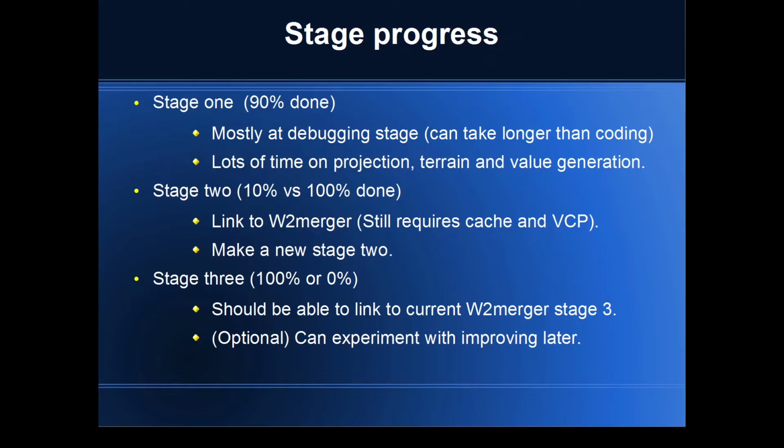If we manage to pass the .raw file successfully to W2merger, that technique might work. However, W2merger requires the cache and VCP information, so it might be better to create a simplified stage 2 for this step. In theory, this stage would be fairly easy.